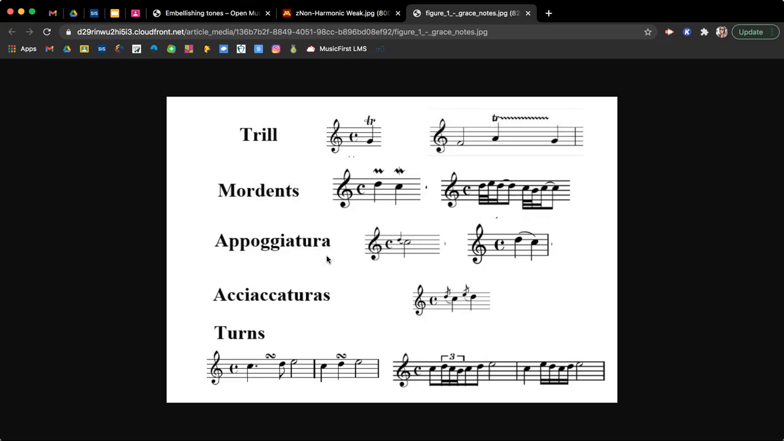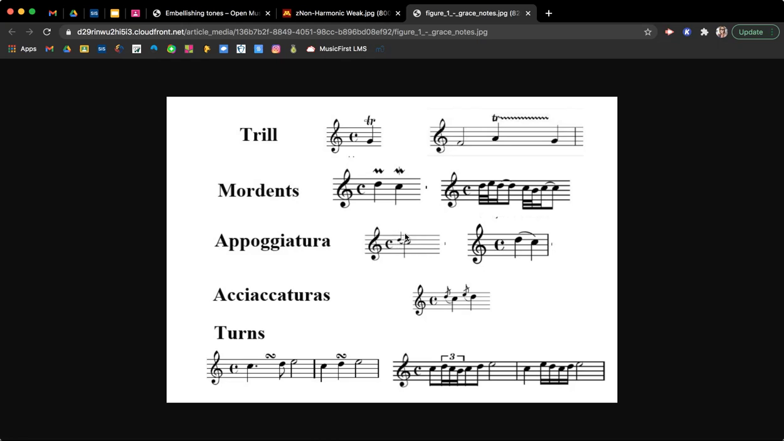So in appoggiatura, this is where ornaments and embellishments overlap. An appoggiatura can be written like this. It's what we might call a grace note, but without the slash. And this is accented, right? Appoggiaturas happen on the beat. So when you see a grace note with no slash, it means it happens on the beat. So this would be D, C, D, C, right?